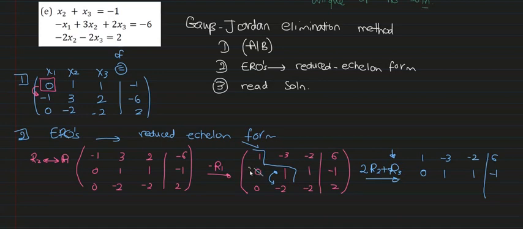0 times 2, this is 0. 1 times 2, this is 2. 1 times 2, this is 2. -1 times 2, this is -2. Now add directly. 0 plus 0, this is 0. 2 plus -2, this is 0. 2 plus -2 again, this is 0. -2 plus 2, oh, that's 0. So this is the result.